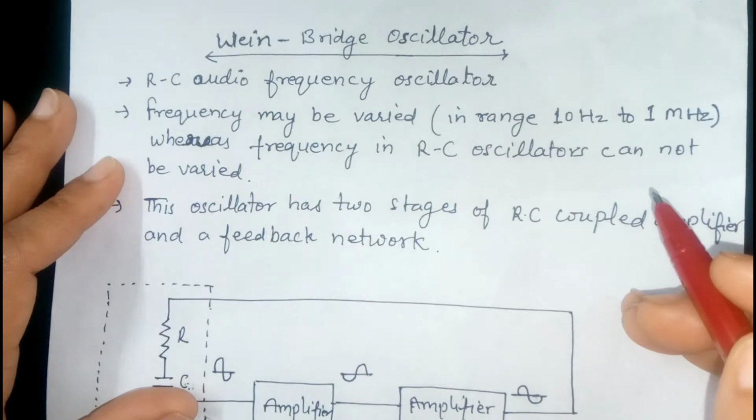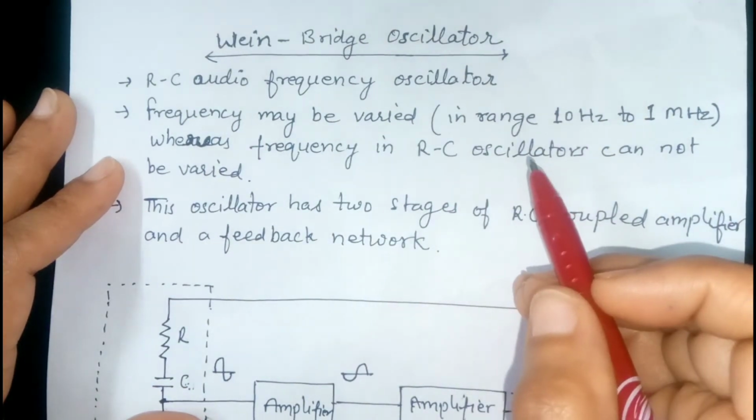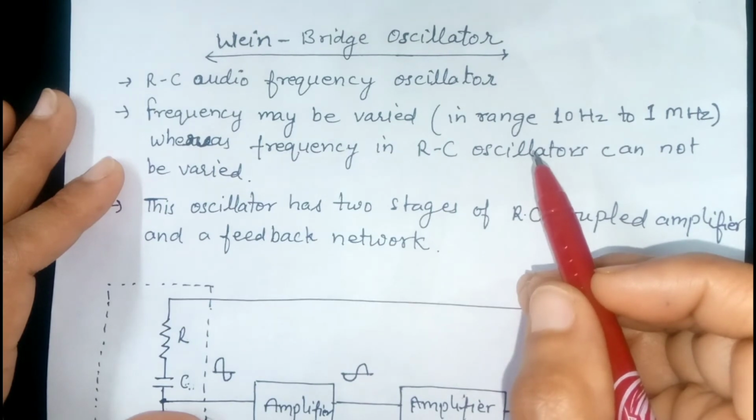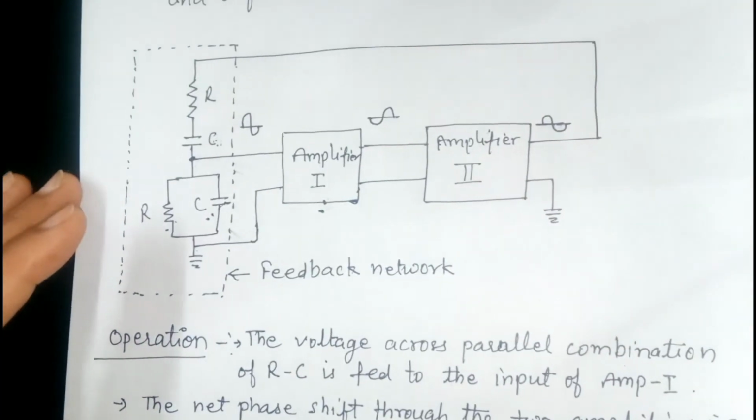In this video, we will study the Wien-Bridge oscillator. The Wien-Bridge oscillator is also an RC oscillator. It is an audio frequency oscillator. This oscillator employs two stages of RC coupled amplifier and a feedback network. The feedback network is a Wien-Bridge.